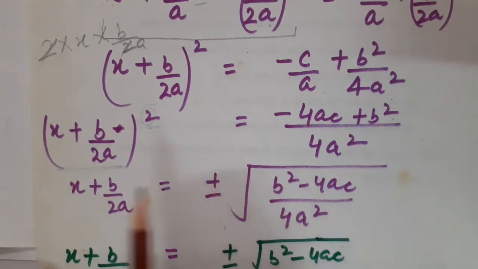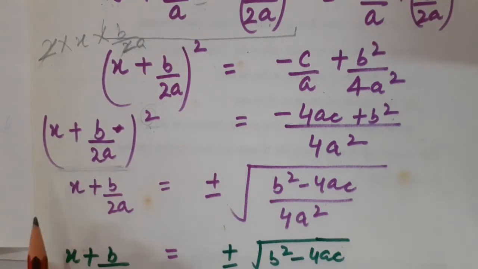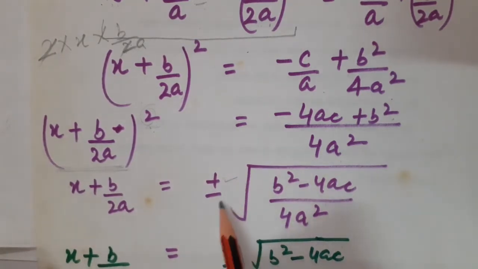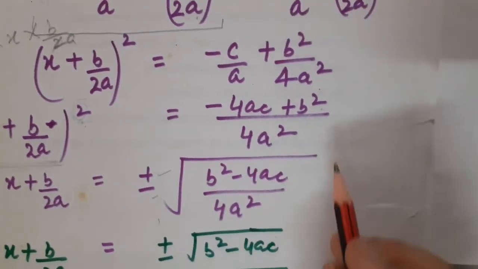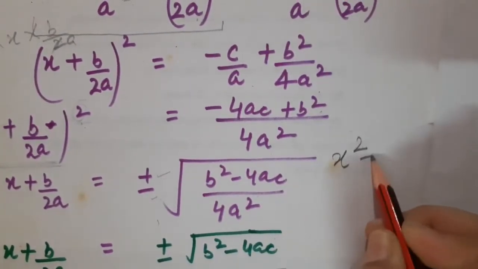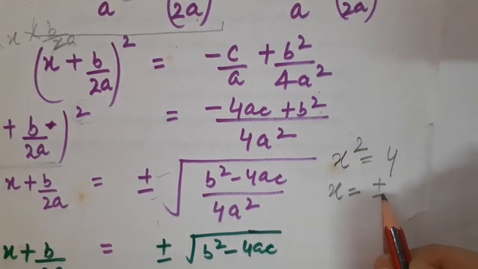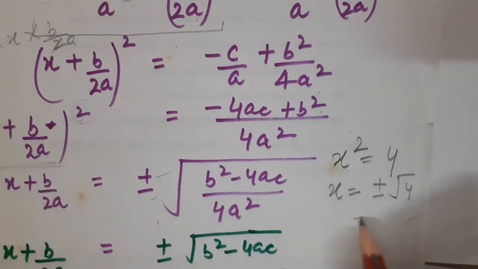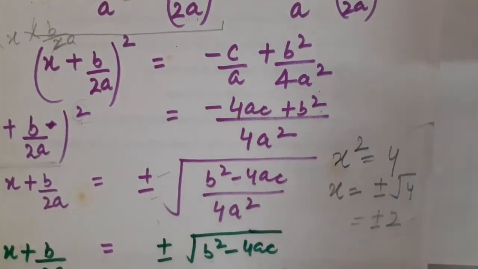Why plus minus? Because this is forming a quadratic equation. And you know that in a quadratic equation, there are two roots existing. One with positive sign and another with negative sign. Correct? For example, if I have written here x square is equal to 4, so what would be the value of x, children? Definitely it will be plus minus root 4, that is plus minus 2. The same concept, children, I have applied over here.